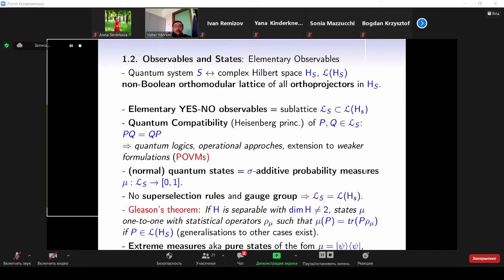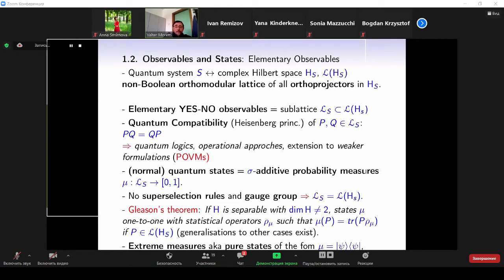You know that in quantum mechanics, there are observables which are not compatible, which means that it's not possible to measure simultaneously both of them. For instance, the Heisenberg principle is a physical consequence of this fact. And in von Neumann's approach, compatibility of a couple of elementary observables, yes-no observables, corresponds to the commutativity of the corresponding projectors. This is the way to construct, for instance, the quantum logic by Birkhoff and von Neumann and so on.